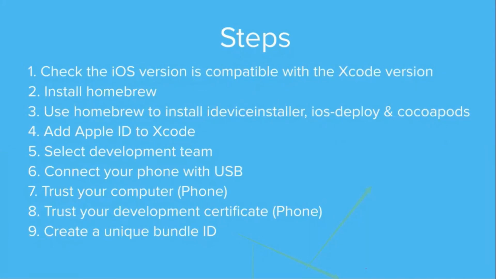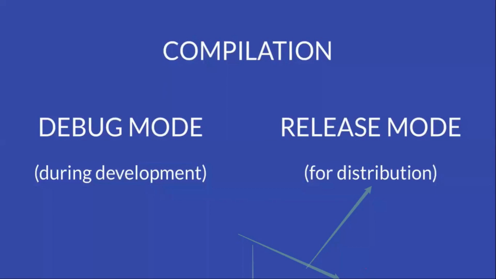You have to check the iOS version, whether it is compatible with the Xcode version, install Homebrew, and use Homebrew to install iDevice installer, iOS deploy and CocoaPods. And after that, you just have to add an Apple ID to Xcode, select development team, connect your phone with your USB, trust your computer, trust your development certificate on the phone, and create a unique bundle ID. All that you will find on their official websites very easily.